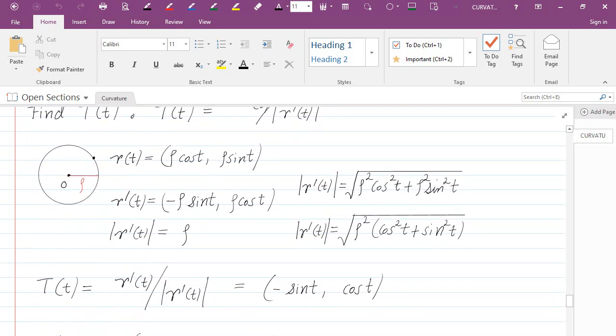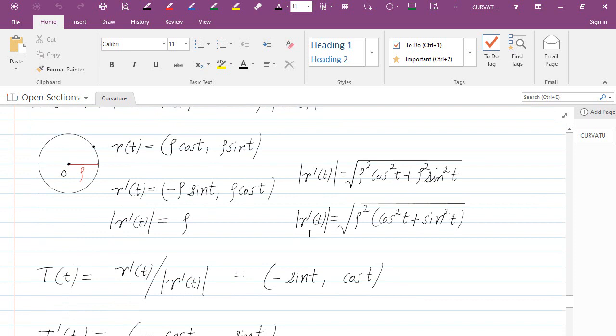And then we see that the length would be, if I factor out the rho squared here, rho squared times cosine squared t plus sine squared t. And by trigonometry or by the Pythagorean theorem, we know that this is 1. So we see that the length of r prime of t is exactly rho. So what is the unit tangent vector capital T?